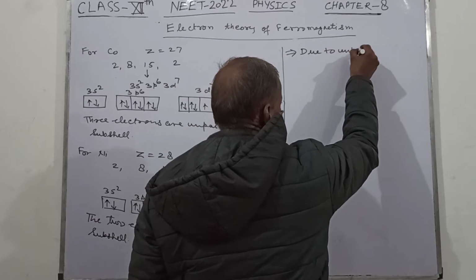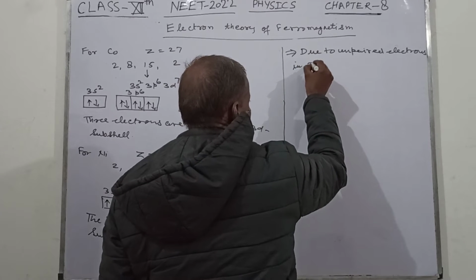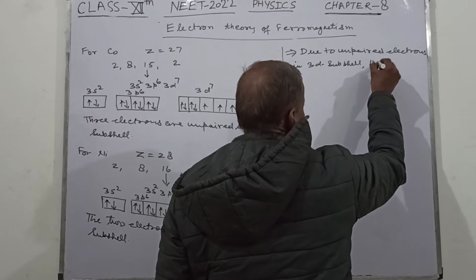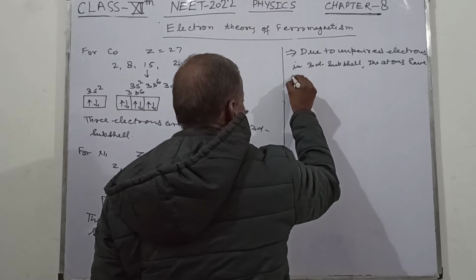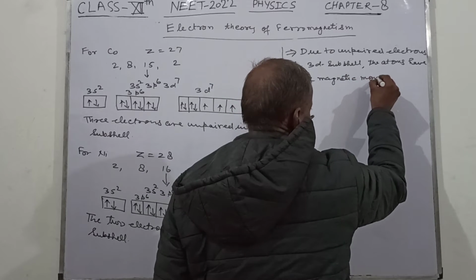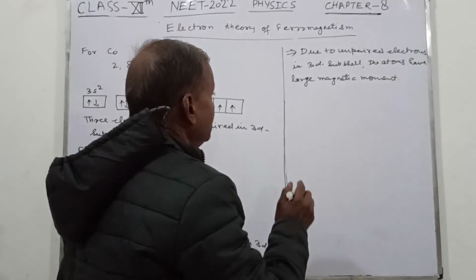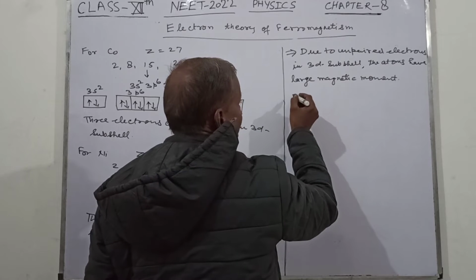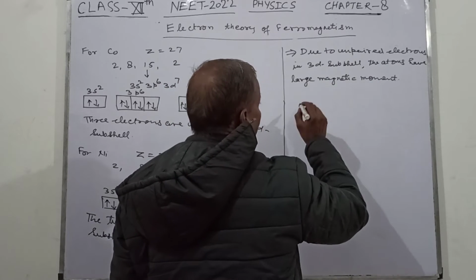Due to unpaired electrons in 3D subcell, the atoms have large magnetic moment. So this is why, when this magnetic field is applied, the atoms have large magnetic moments.